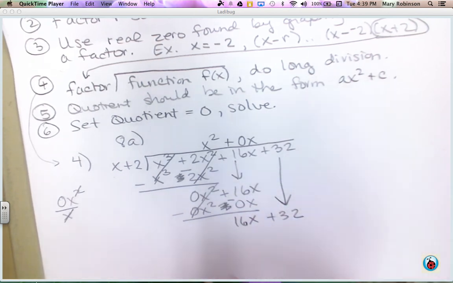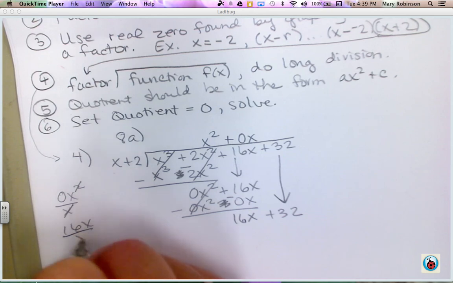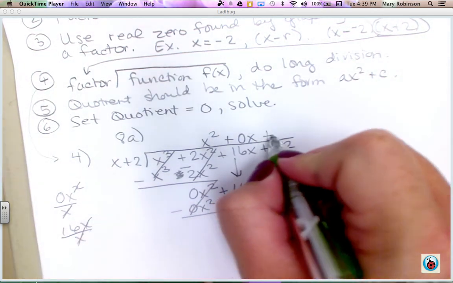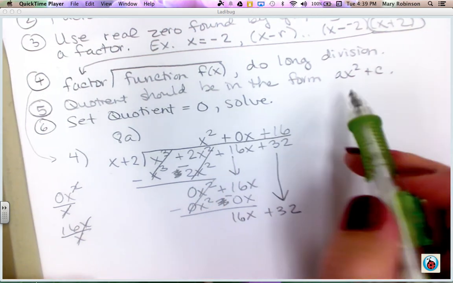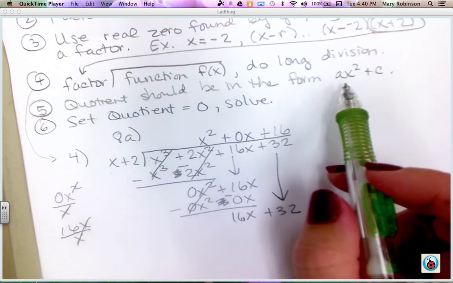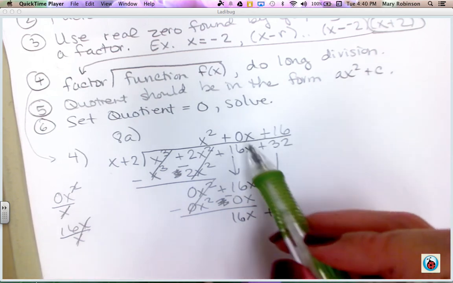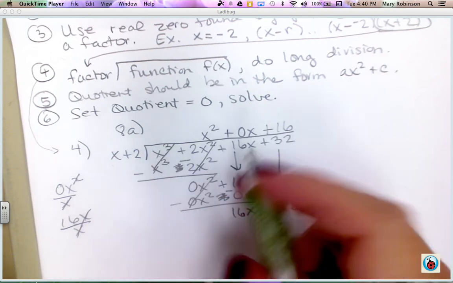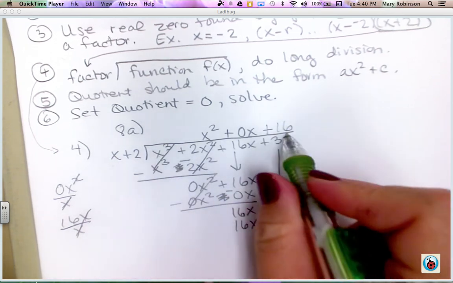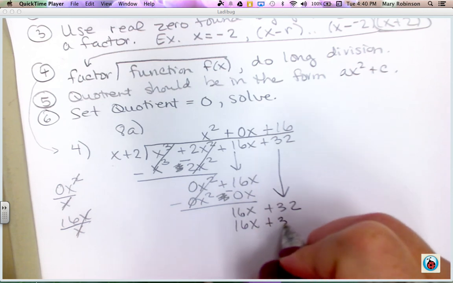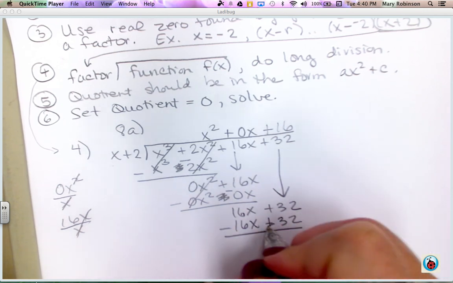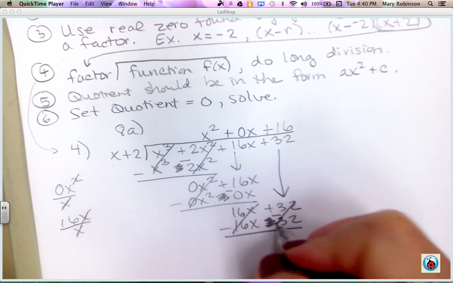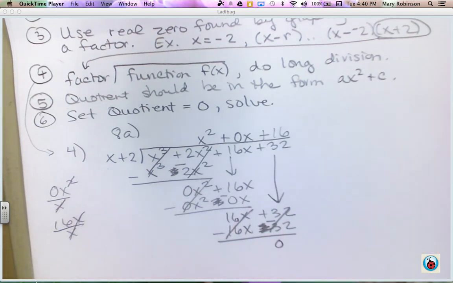We're almost through. 16x divided by x gives us 16. Notice it is turning out like it's supposed to because you have your quadratic term and a constant, but your linear term is going to zero out. So let's finish this up. 16 times x is 16x. 16 times 2 is positive 32. Draw your line, change your signs, and it should cancel out, leaving a remainder of 0.